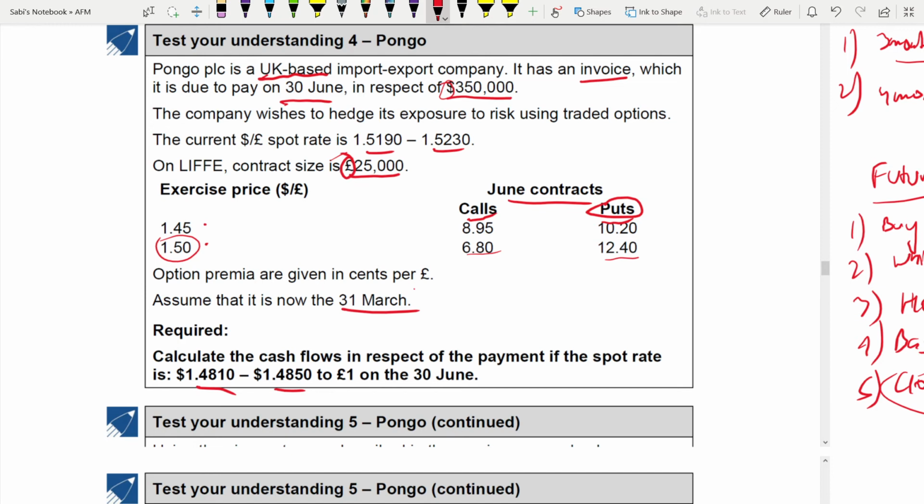You either convert the contract size or the amount. It's better to convert the amount. So contract size, keep as it is. Don't convert the contract size. Keep it as 25,000. It's fixed. You convert the amount that you have to pay, 350,000.